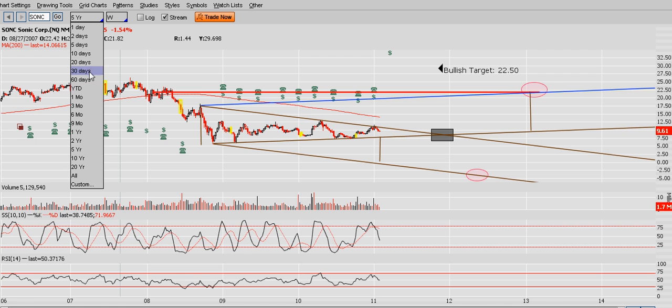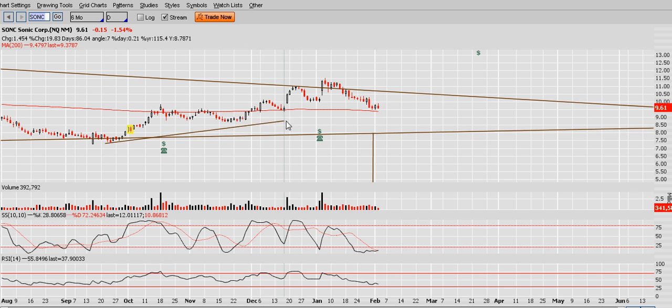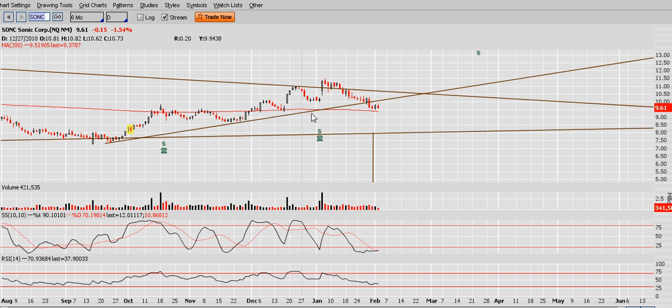Let's take a look at the short terms and the mid terms. Alright, midterm right now, this is our 6-month chart. Draw our first trend line and extend that guy.